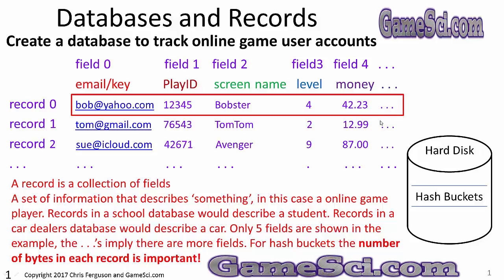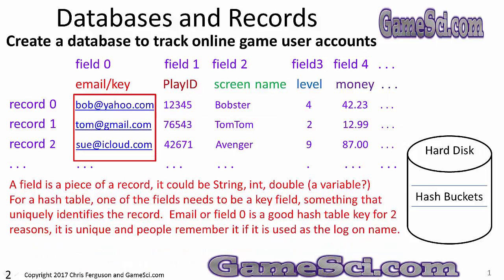For hash buckets, the number of bytes in each record is very important. How many bytes does each record occupy? A field is a piece of a record. It could be a string, an int, a double. Maybe think of it as a variable. This is field 0, or the email field. For a hash table, one of the fields needs to be a key field, something that uniquely identifies the record. Email, or field 0, is a good hash table key for 2 reasons. It's unique, and people remember it if it's used as a log on to the database.